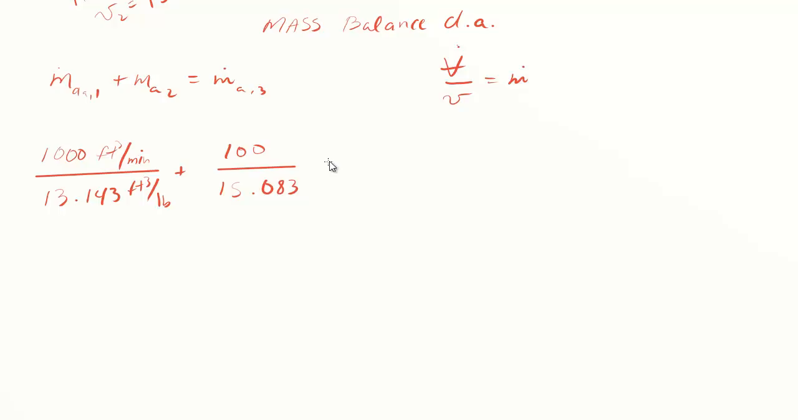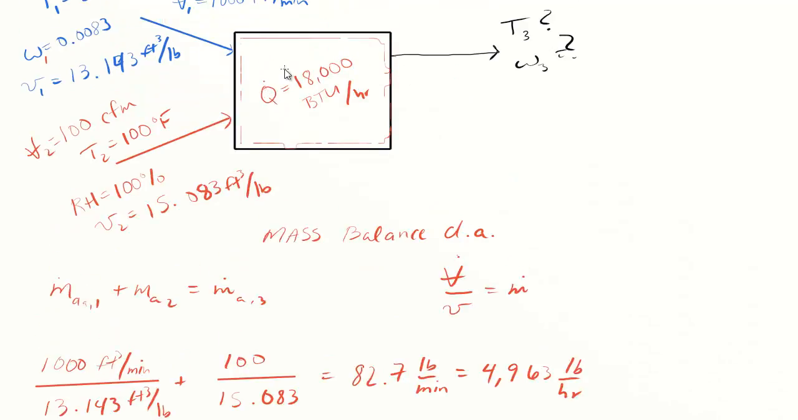Both of these are giving pounds per minute. The feet cubed are canceling. If you do that, you'll get something near 82.7 pounds per minute, which if you multiply by 60 will give you 4,963 pounds per hour, which will be a more useful term for us. So we now have the mass of dry air that is exiting this room.